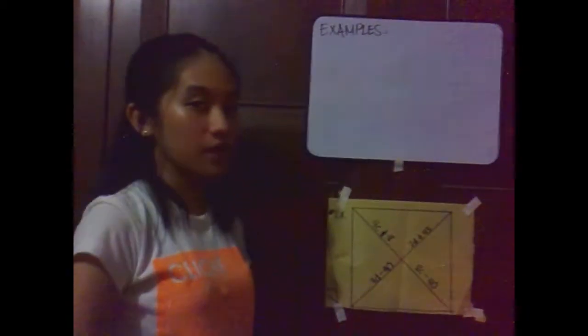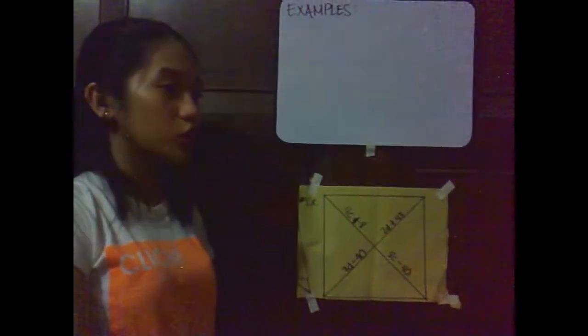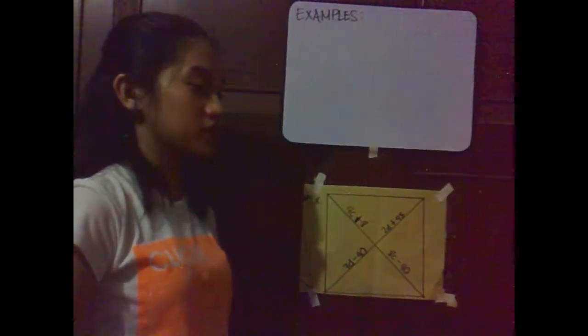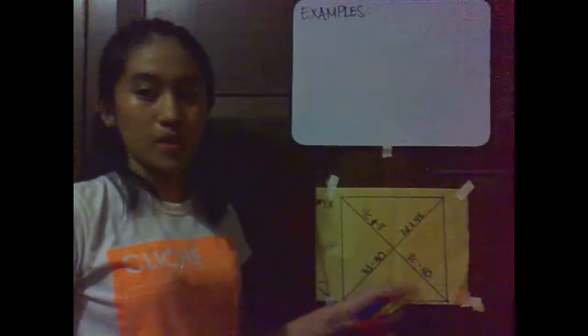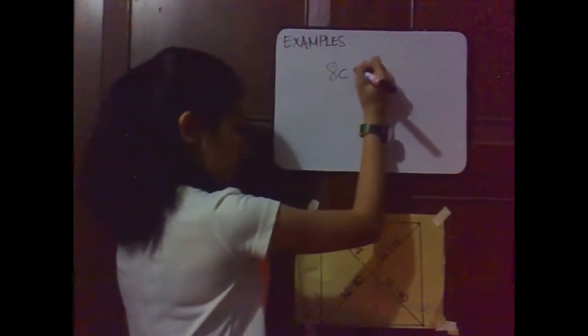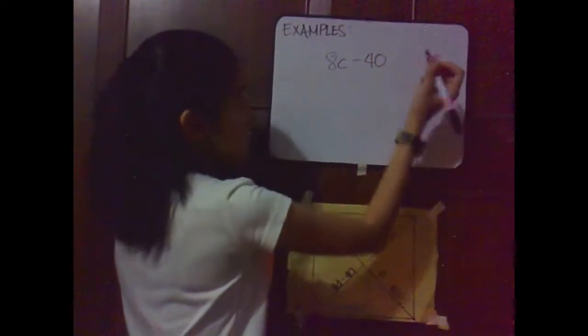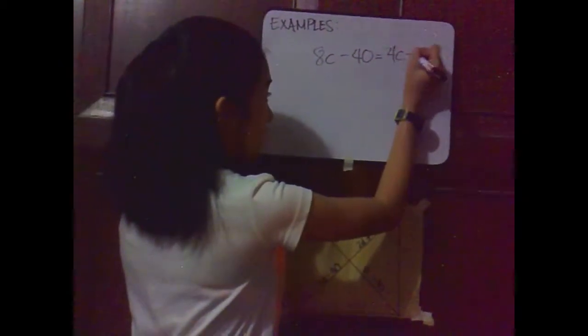So here are some examples. As you can see, this is a square. Given the diagonals, we know that one of the properties of a square is that the diagonals are congruent. So let's solve for C. 8C minus 40 is equal to 4C minus 8.